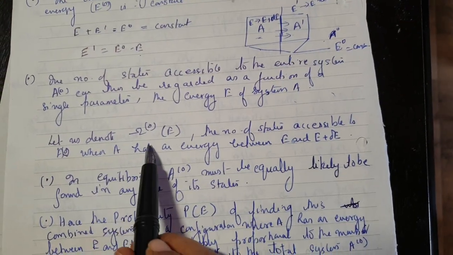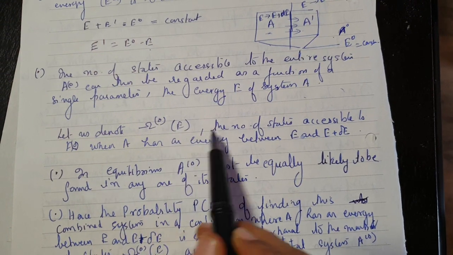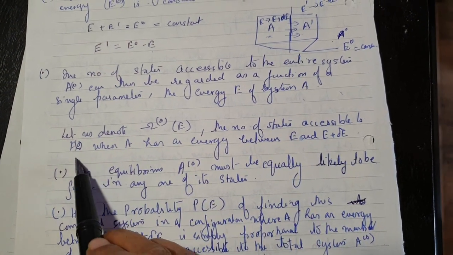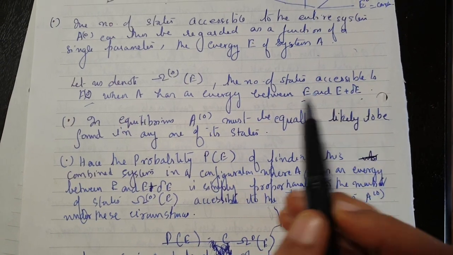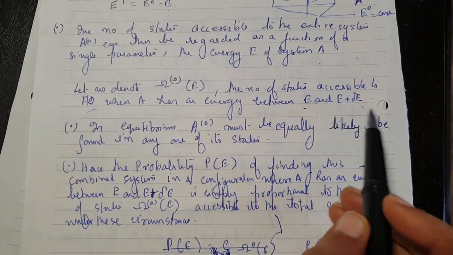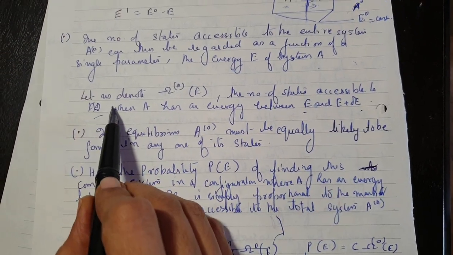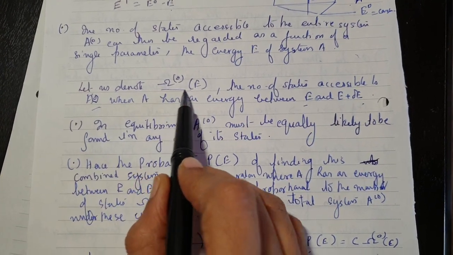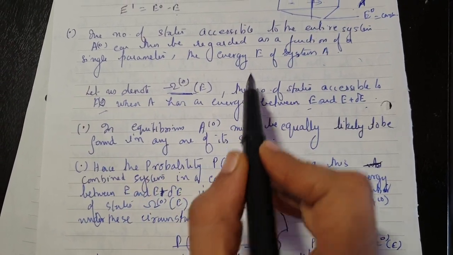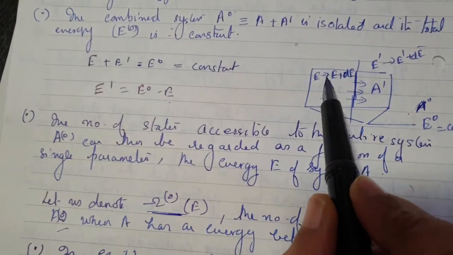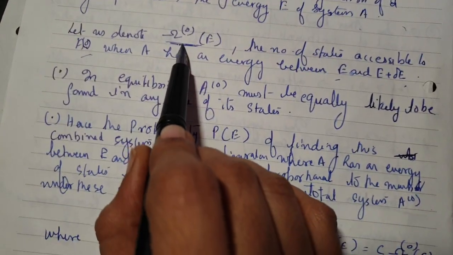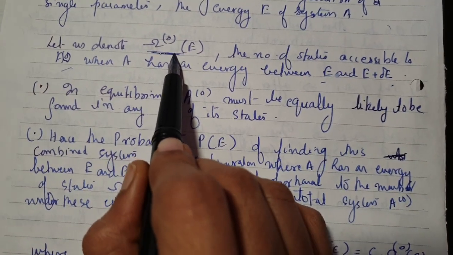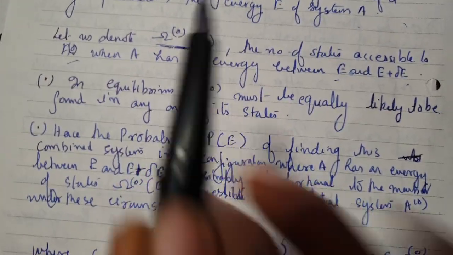So let us denote omega naught of E as the number of states accessible to A naught when A has an energy between E and E plus dE. So this is the total number of accessible states available to this total system when one of the systems has an energy E.